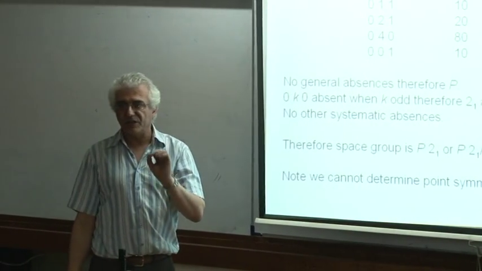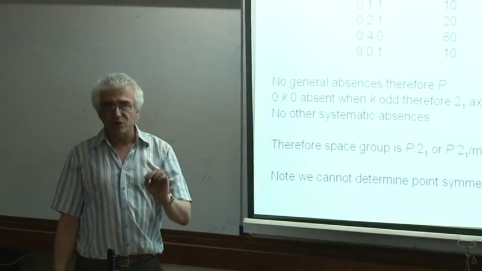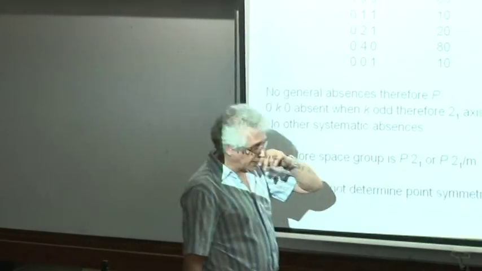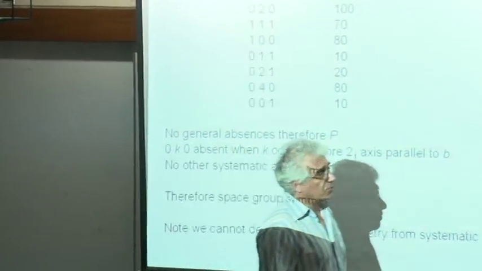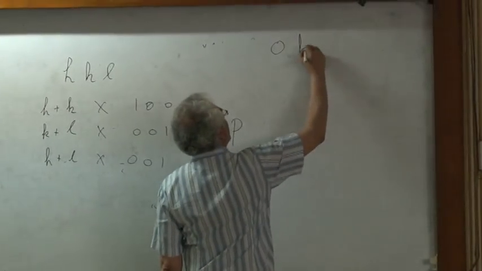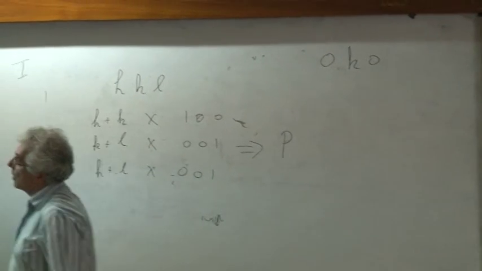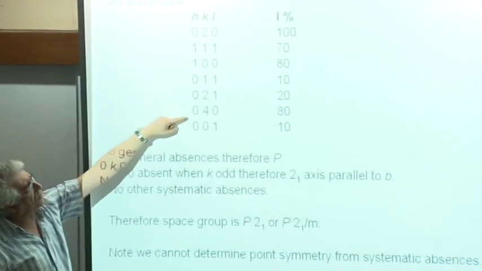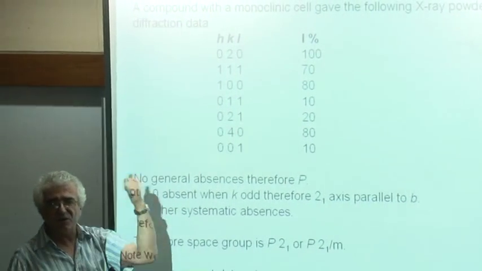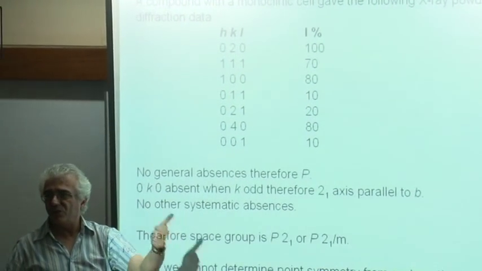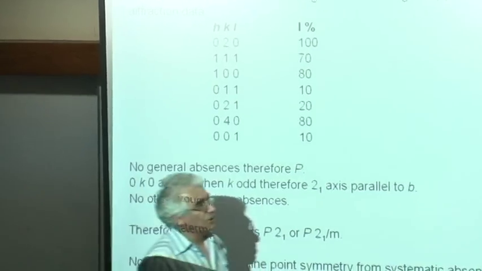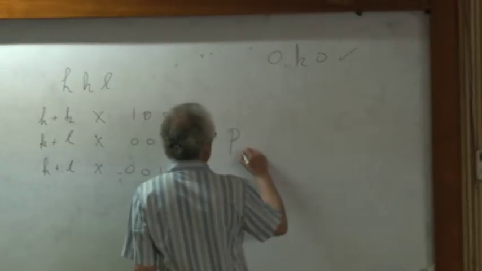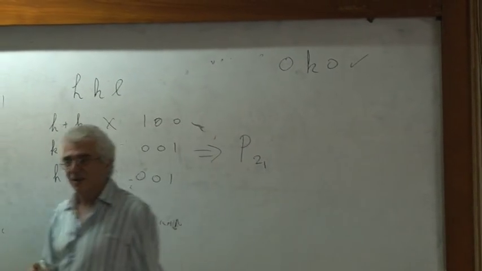We're looking for particular types of special systematic absences now. So the next thing I want to look for is 0K0. I've got 020 and I've got 040, but I haven't got 010 or 030. So this absence is present. So I know this is P21, at least.